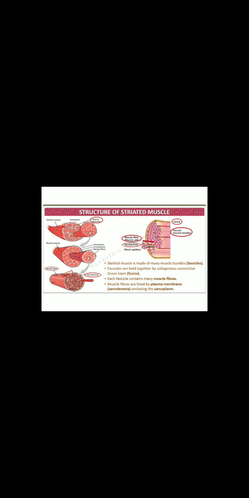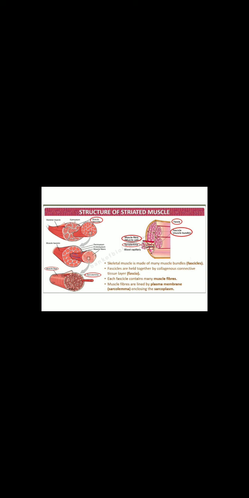Skeletal muscles or striated muscles are made up of many muscle bundles called fascicles. Fascicles are held together by a collagenous connective tissue layer, that is fascia. All this was explained already, but this is just a recapitulation so that we can understand the further concepts more clearly. Each fascicle contains many muscle fibers. Muscle fibers are lined by a plasma membrane, that is sarcolemma.